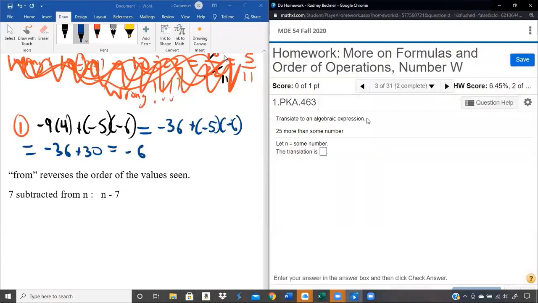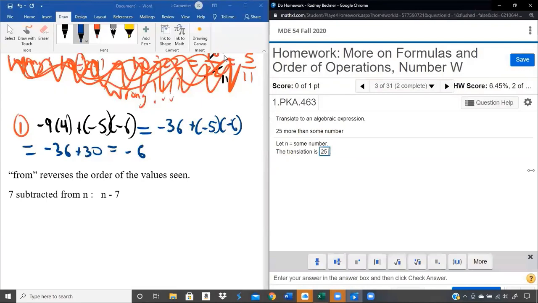Translate into an algebraic expression, which is the same thing we just did. 24 more than some number. Now you have to pay attention in general, when we say some number, that could be X or Y or A or Q or R or whatever letter you like, but my math lab can't accept just some random letter. They tell you which one to use, so they say let M, or N, excuse me, represent our some number. More than means to add. 5 more than 10 would be 5 plus 10, which is 15, because 10 and then 5 more. So 25 more than some number would be 25 plus that number.